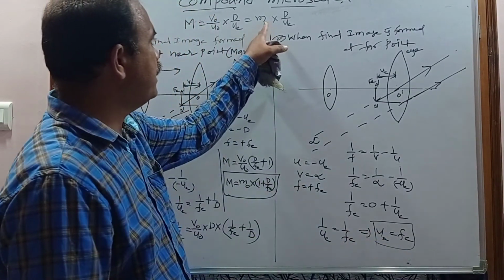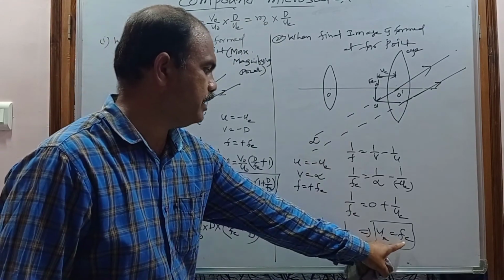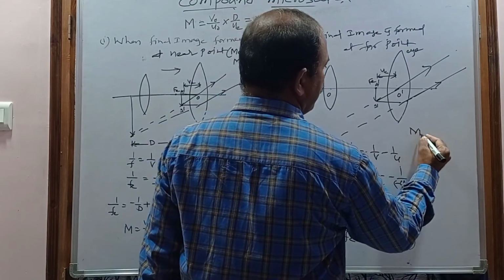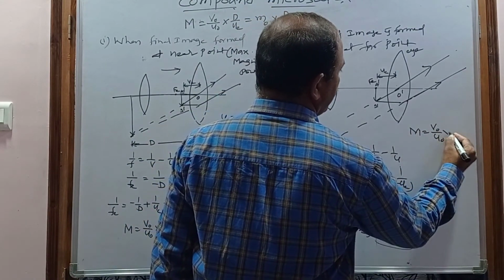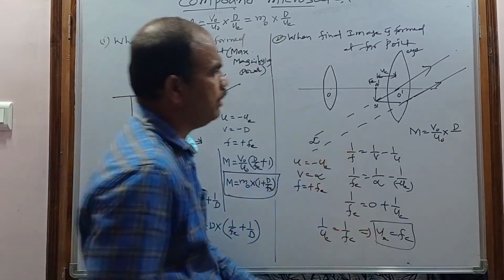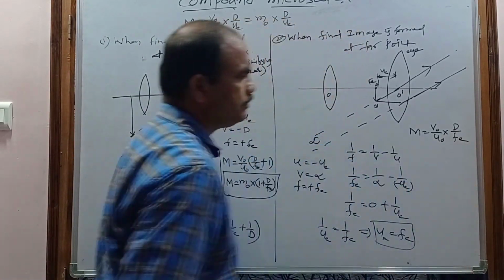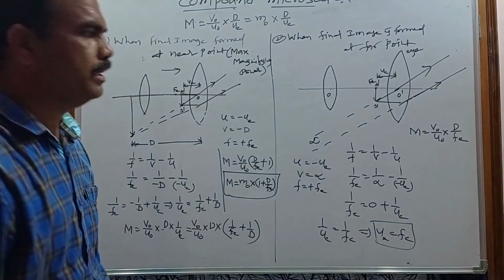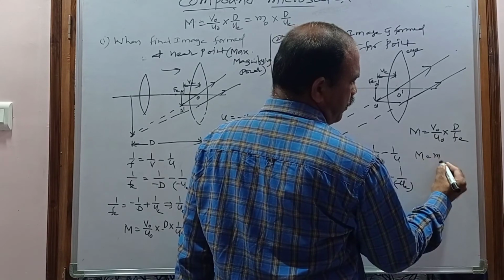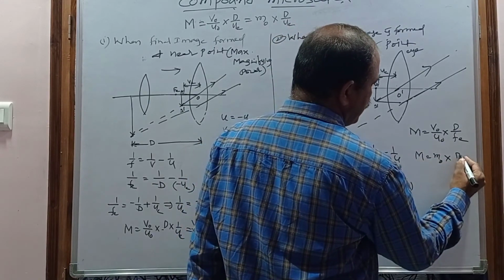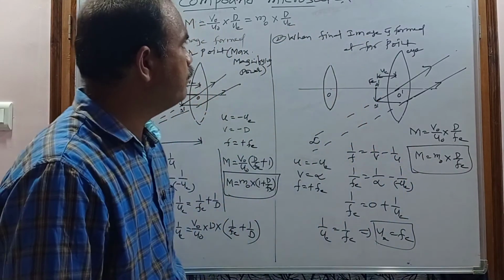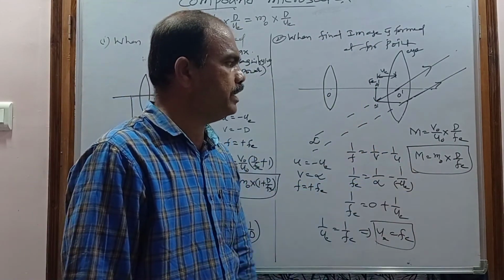When I substitute u suffix e equal to f suffix e in this magnifying power formula, m equal to v naught by u naught into d by u suffix e, and u suffix e is f suffix e, so v naught by u naught is the magnifying power of the objective, into d by f suffix e. So this is called the magnifying power of this compound microscope when the image is formed at the far point.